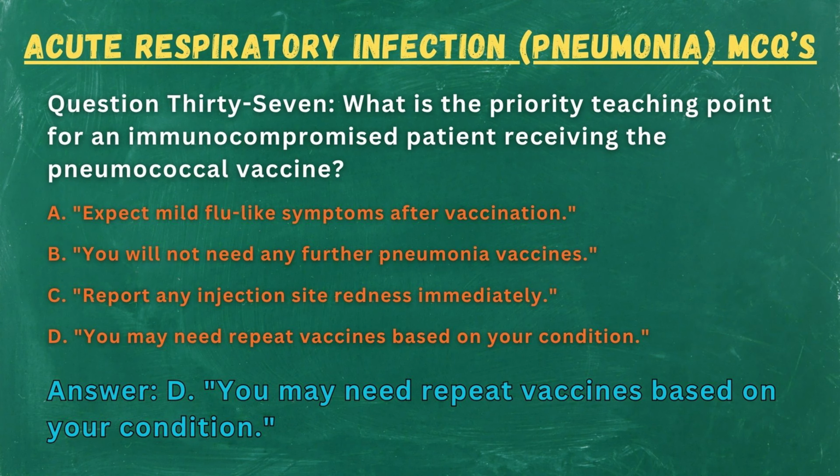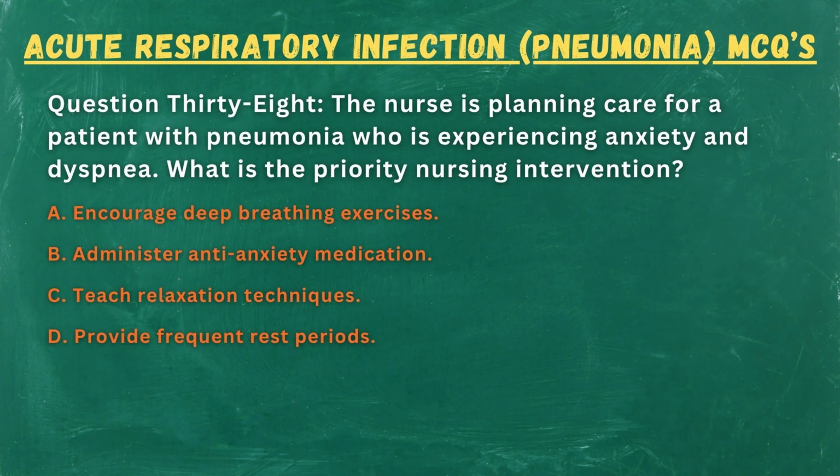Answer. D. You may need repeat vaccines based on your condition. Question 38. The nurse is planning care for a patient with pneumonia who is experiencing anxiety and dyspnea. What is the priority nursing intervention? A. Encourage deep breathing exercises. B. Administer anti-anxiety medication. C. Teach relaxation techniques. D. Provide frequent rest periods.